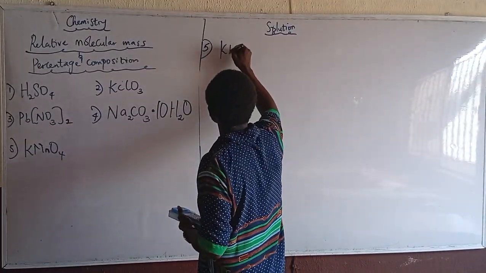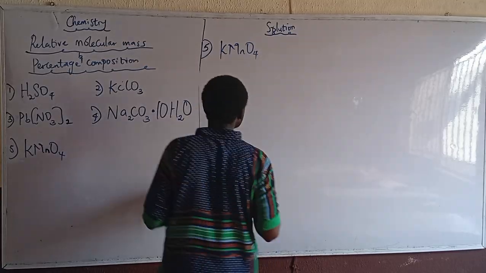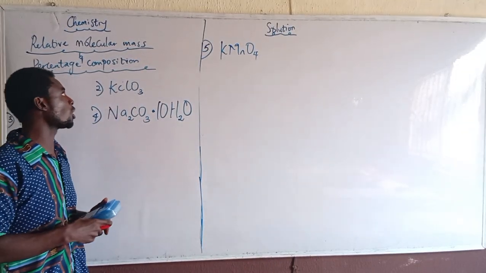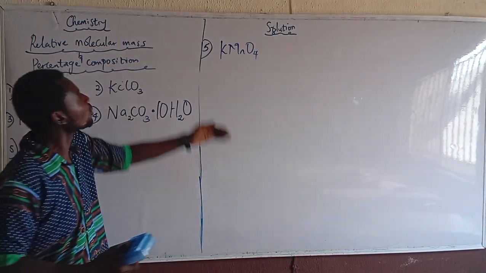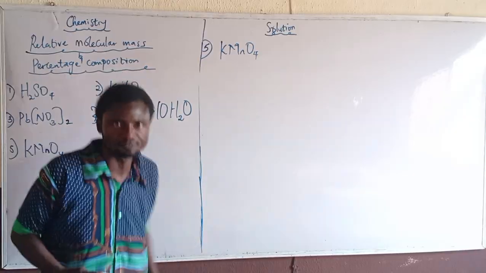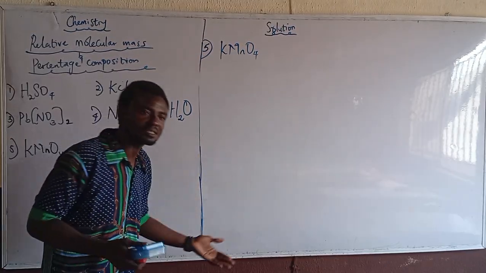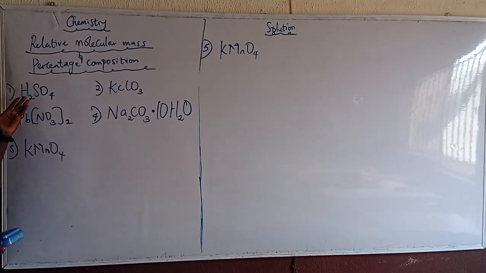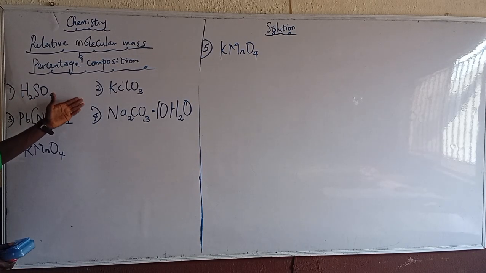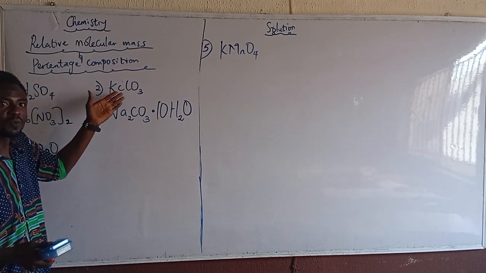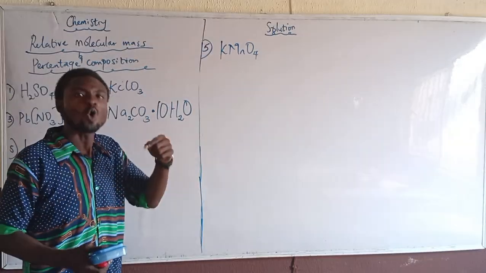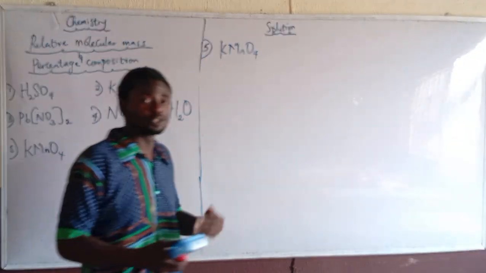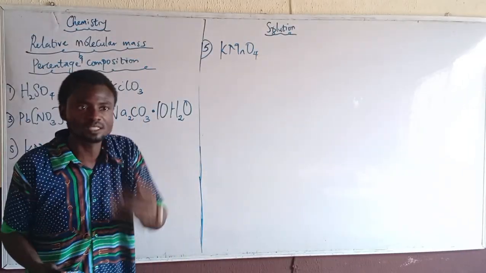I have KMnO4. This is a purple liquid. It is called potassium tetraoxomanganate 7, also called potassium permanganate 7. All those numbers I mentioned earlier, like tetraoxosulfate 6, potassium trioxochlorate 5, and lead 2 trioxonitrate 4, are gotten by calculating oxidation number. Very soon, I will also make sure that gets on air.